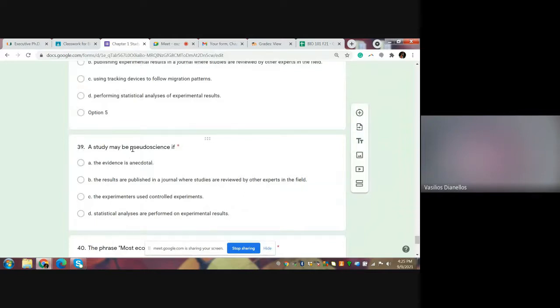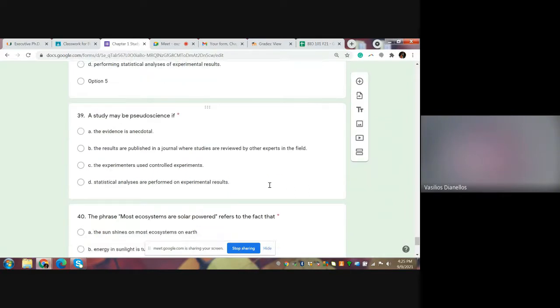A study may be pseudoscience if what? The evidence is anecdotal. Yeah. So remember, if I said, listen, my aunt got really sick when she got the COVID shot, that would be anecdotal evidence, right? You didn't see that from any official source. That's just me telling you a story. The results are published in a journal where studies are reviewed by other experts in the field. Nope, probably not pseudoscience if it went through peer review.